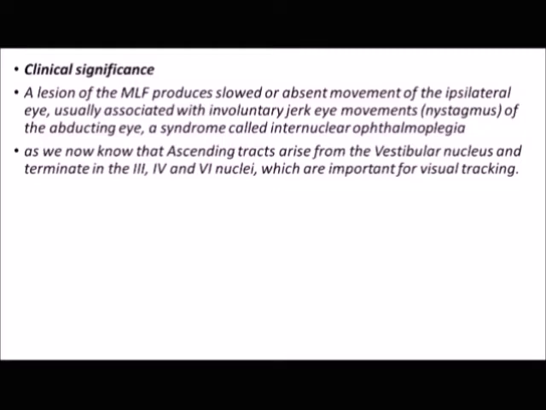The clinical significance of medial longitudinal fasciculus is that a lesion in medial longitudinal fasciculus produces slowed or absent movements of the ipsilateral eye, usually associated with involuntary jerky eye movements, that is nystagmus, and it may result in internuclear ophthalmoplegia, that is paralysis of the eye movements. As we now know, ascending tracts arise from vestibular nuclei and terminate in the third, fourth and sixth nuclei, which are important for visual tracking.